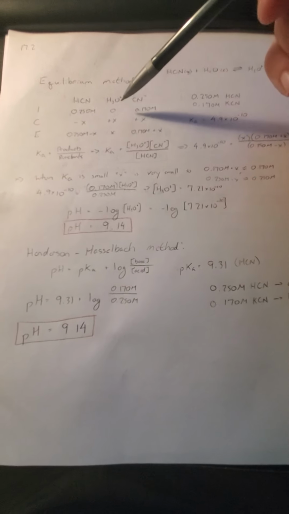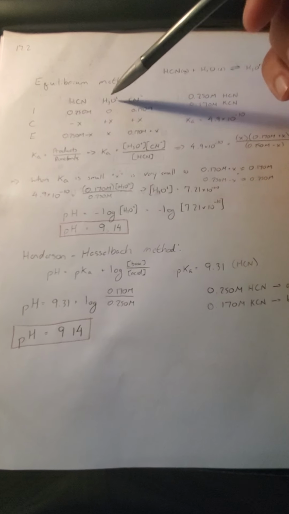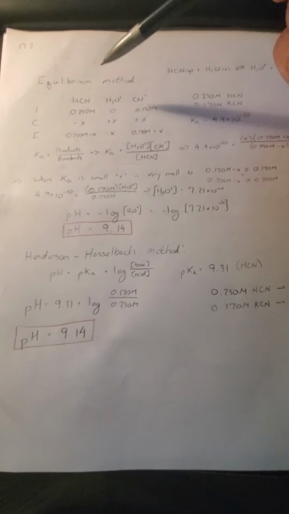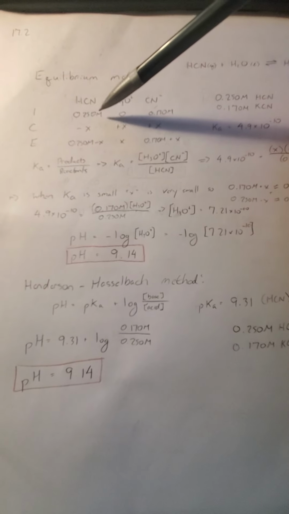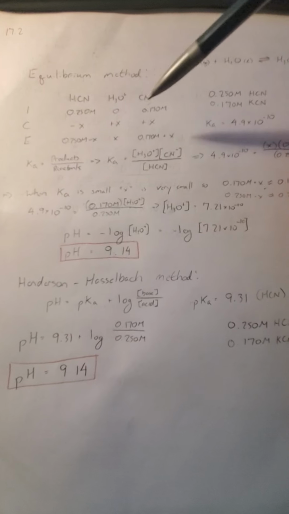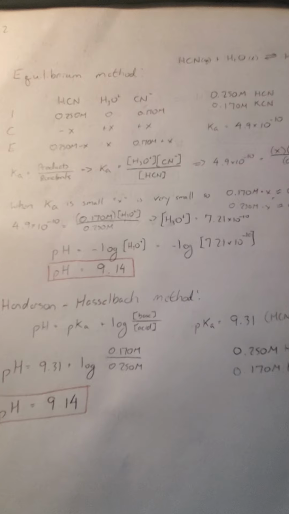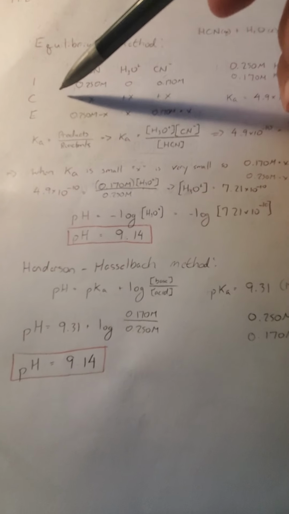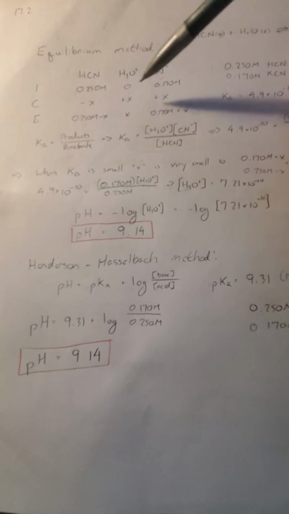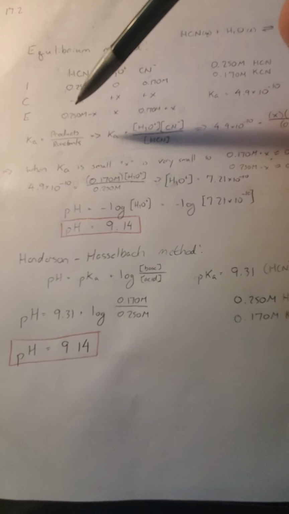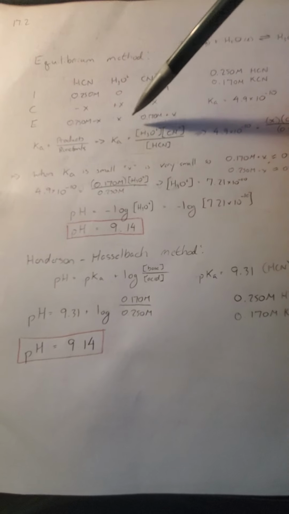We're going to write an ICE table. Hydrogen cyanide, hydronium ion, cyanide ion. The initial values are 0.250 molarity, 0, and 0.170. For the change, we put negative x, and plus x. Then we get this as the final.